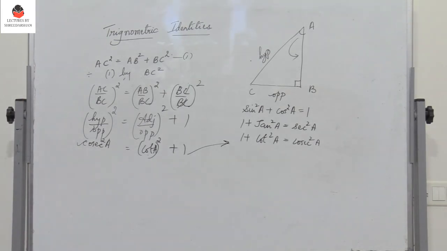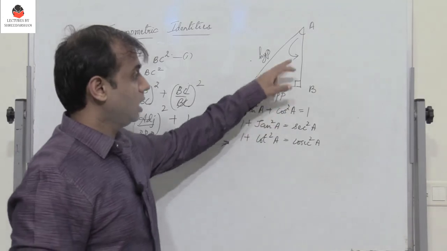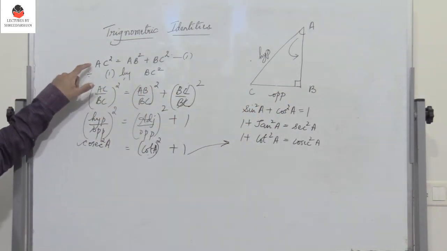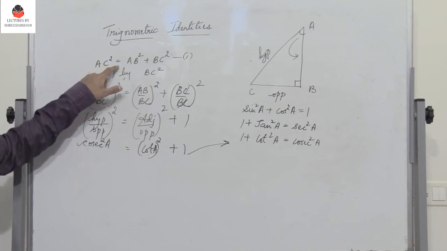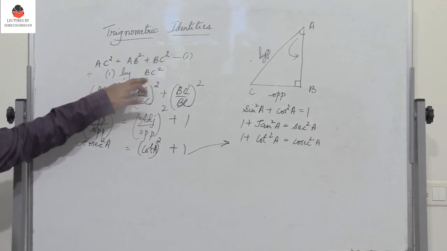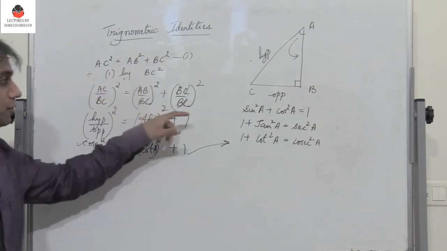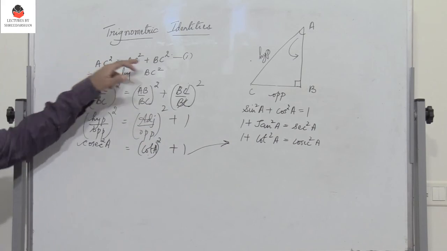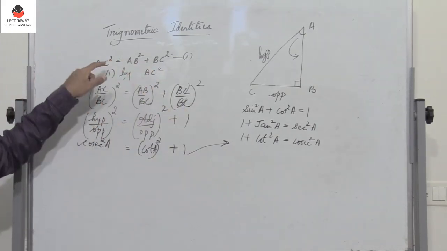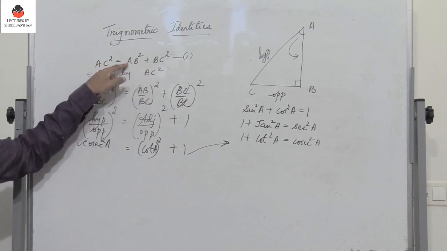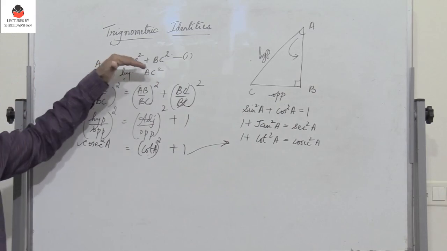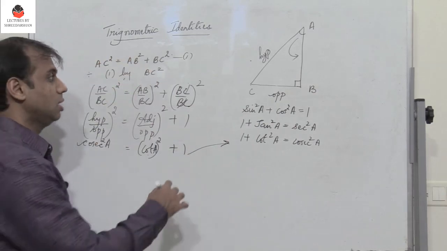So hence, considering the right angle triangle ABC, and by using this relation, that is the hypotenuse square is equal to the sum of the squares of the other two sides, and dividing them by each. So in the first case, to prove the first identity, we divided equation 1 by AC square. To prove the second identity, we divided equation 1 by AB square. And to prove the third identity, we divided the same equation 1 by BC square, and we get these three trigonometric identities.